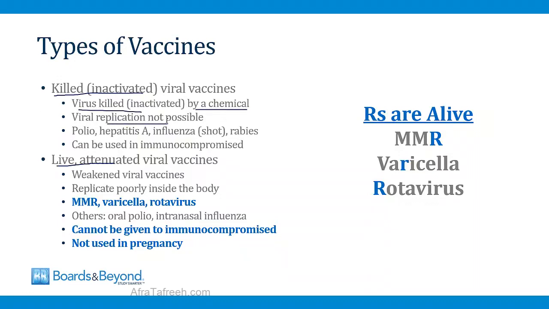And there are many examples of killed viral vaccines. Some polio vaccines are made in this way, so is the vaccine for hepatitis A, the shot that's used for influenza, and the rabies vaccine. And because these all have killed versions of the virus, they can be used in immunocompromised people because they are incapable of causing an infection themselves.